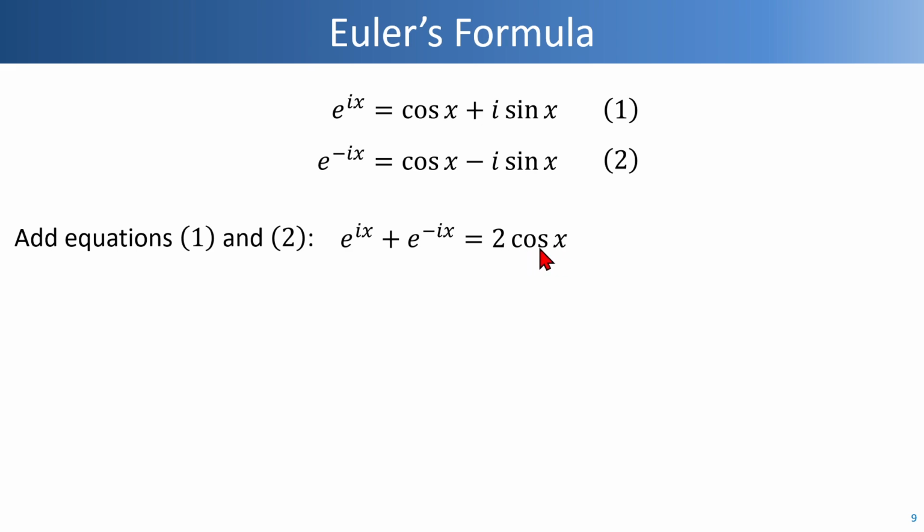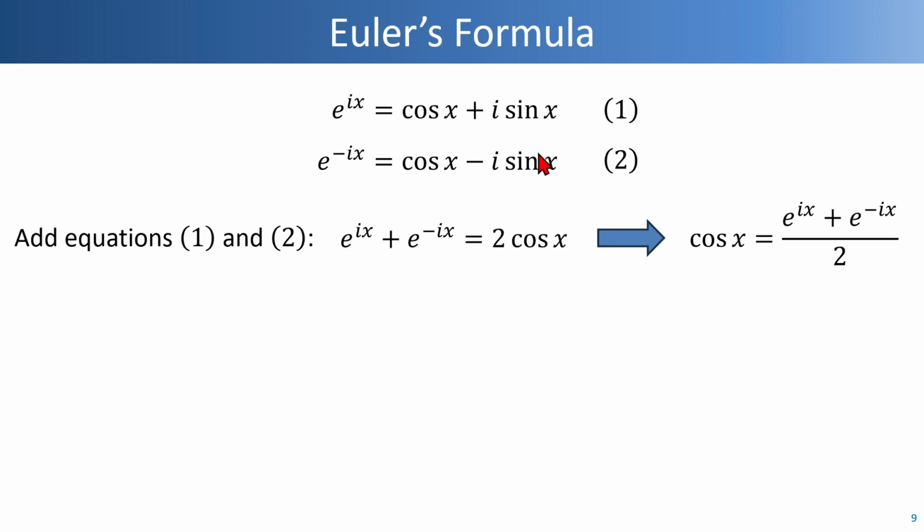Now we just isolate cosine of x by dividing both sides by 2. So here's our formula for cosine of x. It's e to the ix plus e to the negative ix, divided by 2.